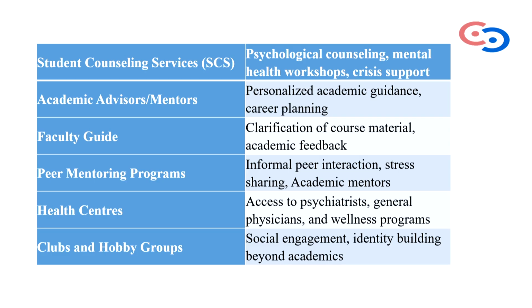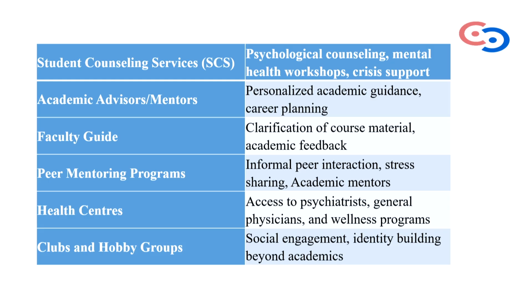For example, student counseling service: psychological counseling, mental health workshops and crisis support. Academic advisors or mentors: personalized academic guidance, career planning, and peer mentors who will help you to some extent understand difficult tasks or subject matter. Faculty guides, available in some institutes: clarification of course material and academic feedback from faculty. Peer mentoring programs: informal peer interaction like stress sharing. Health centers: access to psychiatrists, general physicians and wellness programs.